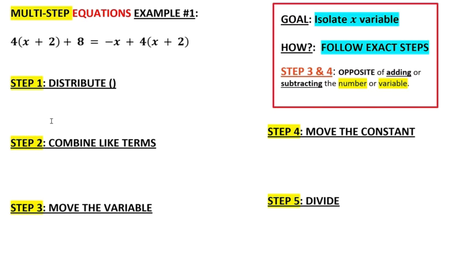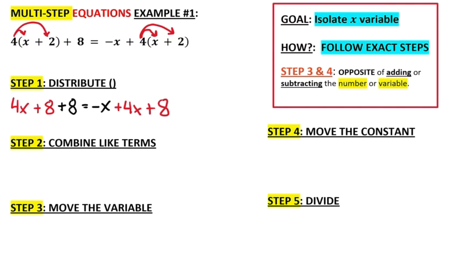So when we do that, we're going to do 4 times x, and that will give us 4x, and 4 times 2, which is going to give us plus 8. And, well, plus 8, that stays the same. And what else do we have? We have minus x on the other side, and looky, we've got 4 times x and 4 times 2. We are applying the distribution property. So now we do plus 4x and plus 8.